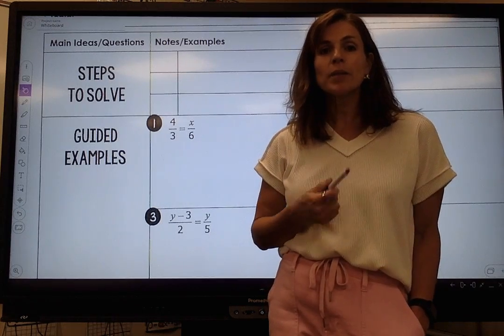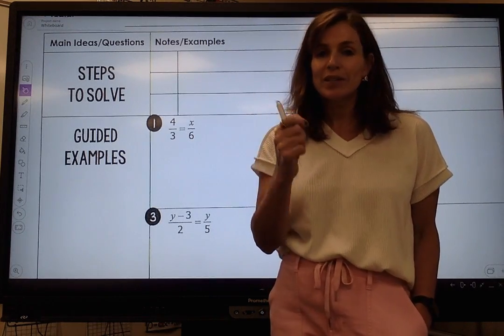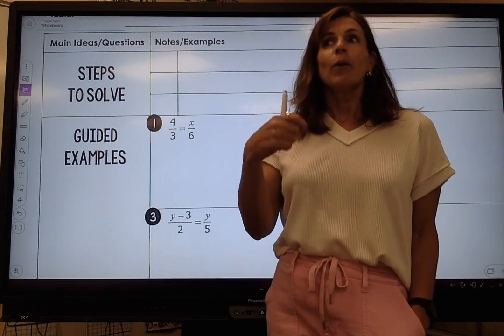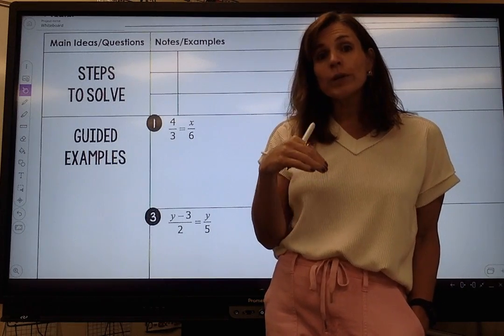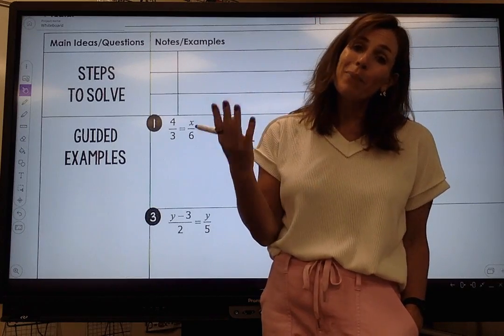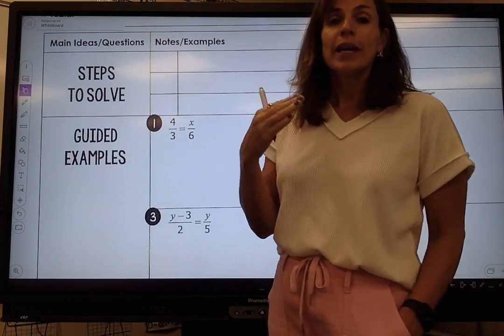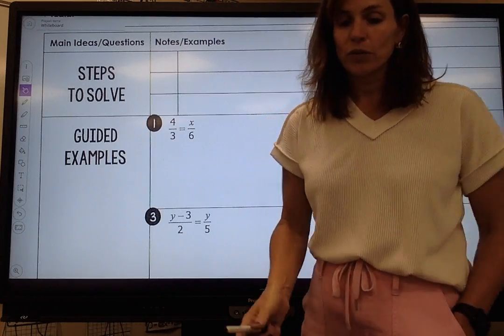Our next concept is proportions. There are many ways to solve a proportion. However, in algebra, we're going to practice cross multiplication, because we're going to have binomials sometimes. What's a binomial? Two terms. So here are the steps that we're going to use to solve.